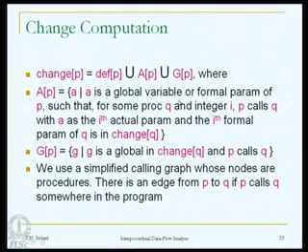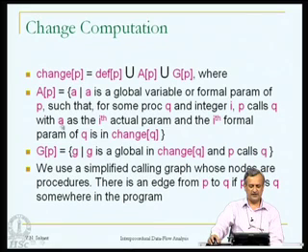So, A is a global variable or formal parameter of P such that for some procedure Q and integer i, P calls Q with A as the ith actual parameter and the ith formal parameter of Q is in change of Q. So, this is what I was explaining now. We take the procedure call, take a particular parameter, look at the corresponding formal parameter of that particular call. If that formal parameter is in the change of the called procedure, then we put this particular parameter A also into the change set of P. Rather, the A set of P, A goes into change set anyway.